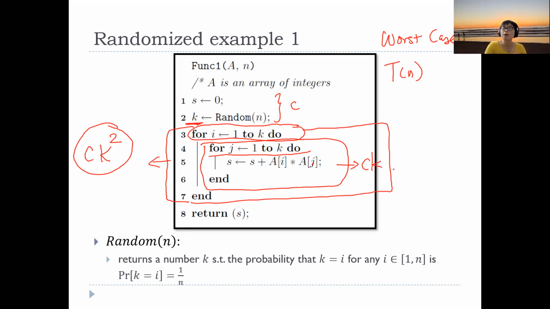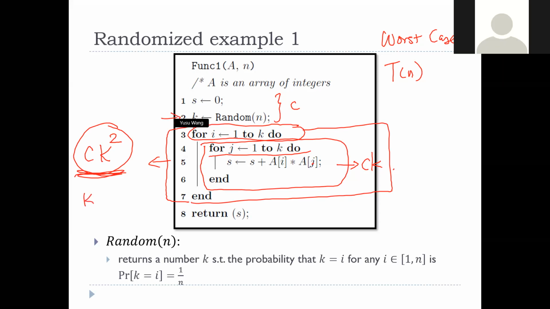When we ask what is the worst case running time, we say, okay, how bad can this be? I know my running time is c k squared, but the k coming from line 2 could be equal to 0, 1, 2, and all the way to n. So the worst case running time is when k is as large as possible.